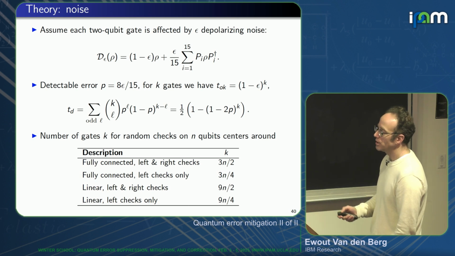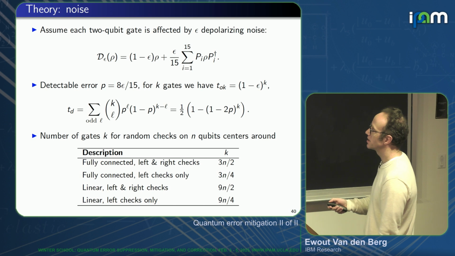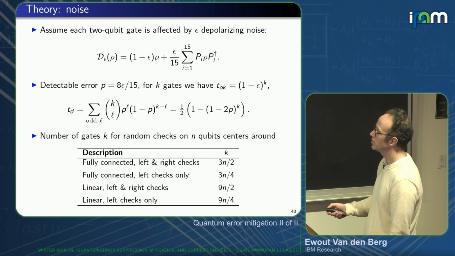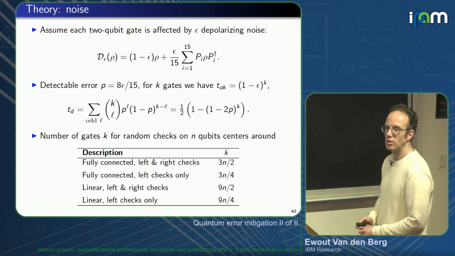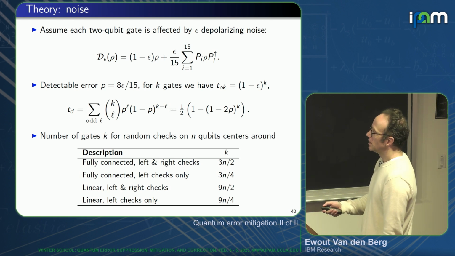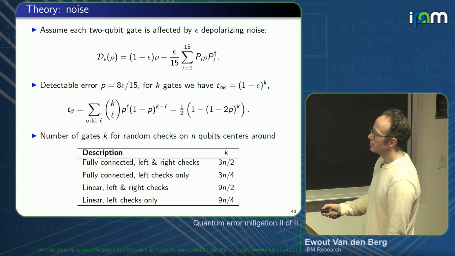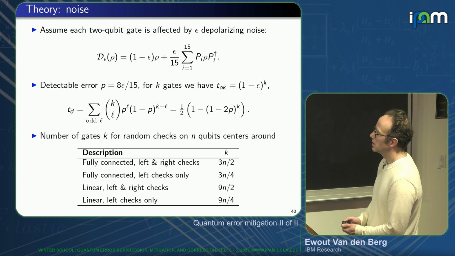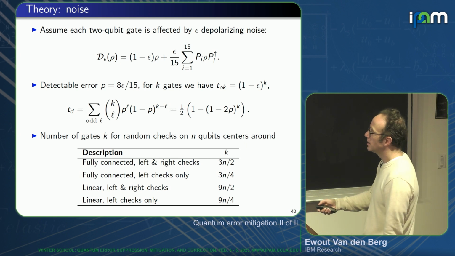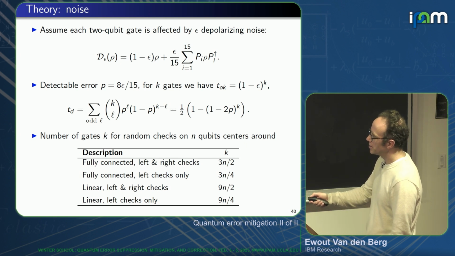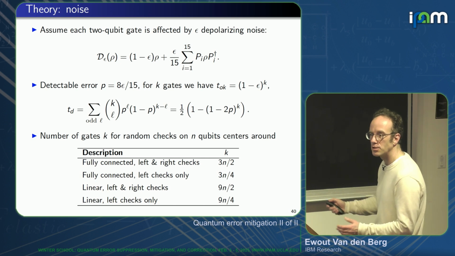Okay, so every two-qubit gate used in this construction has some epsilon depolarizing noise given by this. Either there's no error or each of the Paulis has the same probability of occurring. A detectable error here will be half of those Paulis, so just 8 epsilon over 15 for each of the gates. So if you have k gates to implement your check, then the probability that there's no error is 1 minus epsilon to the power k. That's just no error at all.